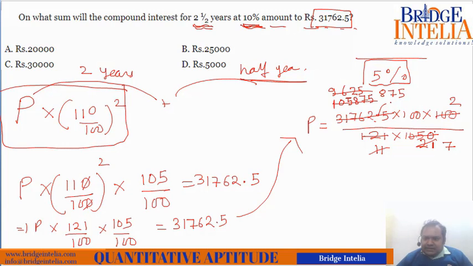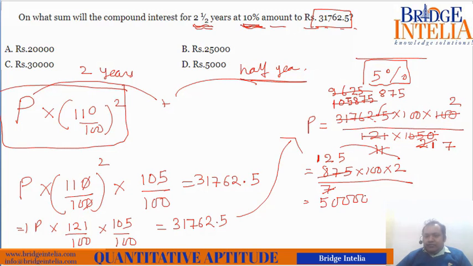So 875. Now 875 into 100 into 2 by 7. I think this is cancelable by 7. So 1, 125 into 100 into 2. So this comes out to be 125 into 2, 500. So 5. So the answer is 5,000.